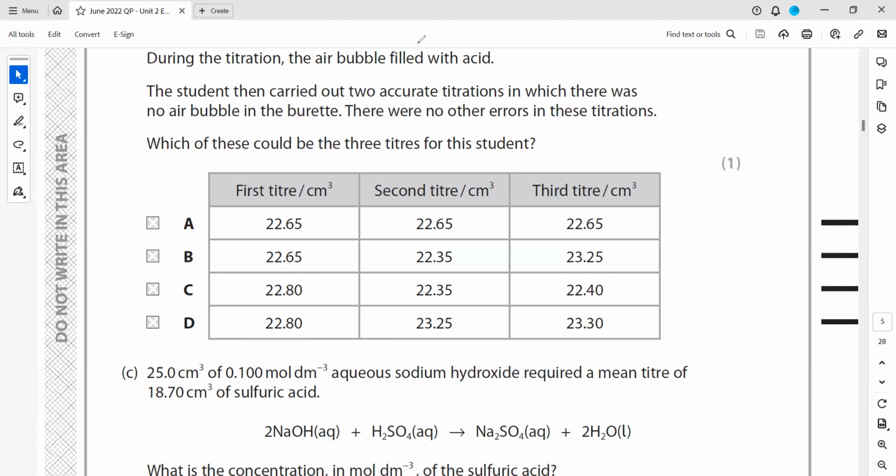Why not B? If you see B, that is 22.65. The first value is smaller, but when he repeats the experiment, the second value is higher. Both values should be smaller because the first experiment was done with an air bubble, but the remaining two are done without an air bubble. So without an air bubble, the volume of the titre which we need should be smaller than the first value with the air bubble. That's why B is not the answer.